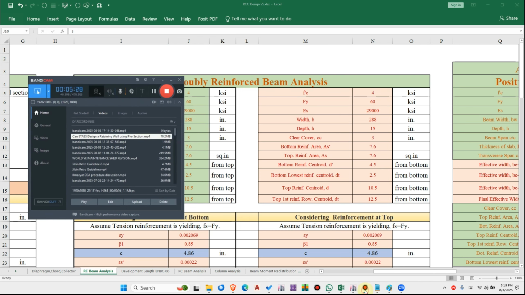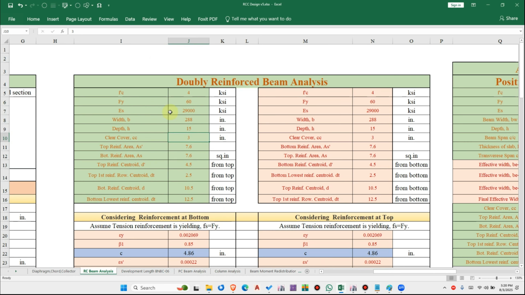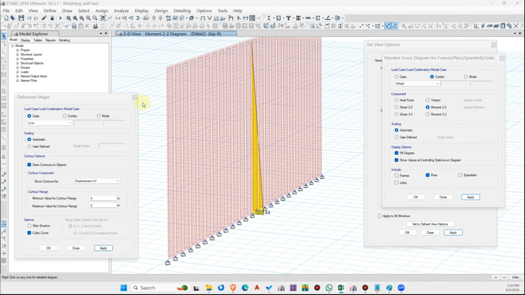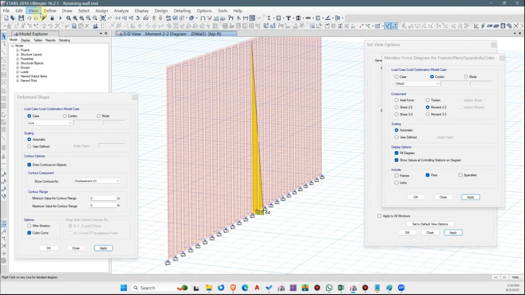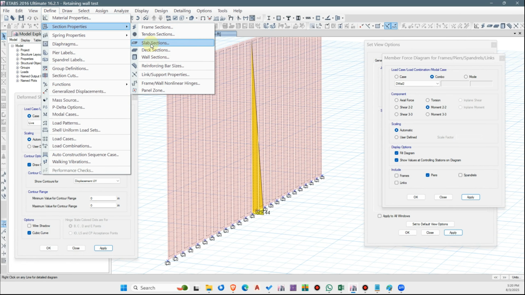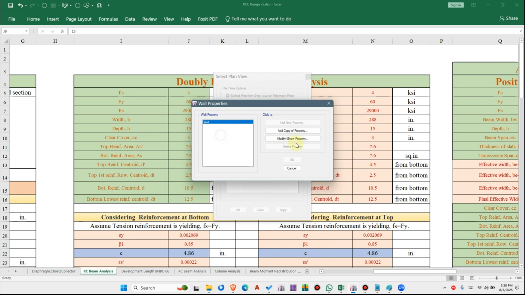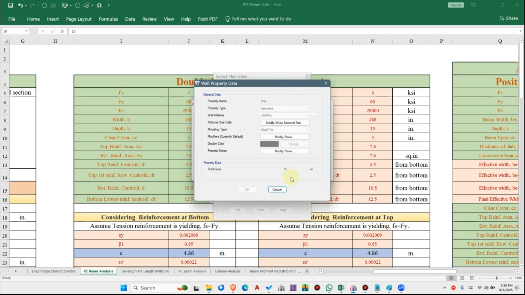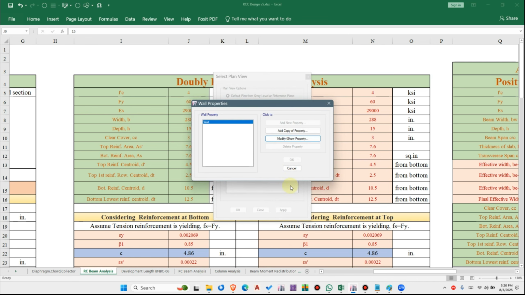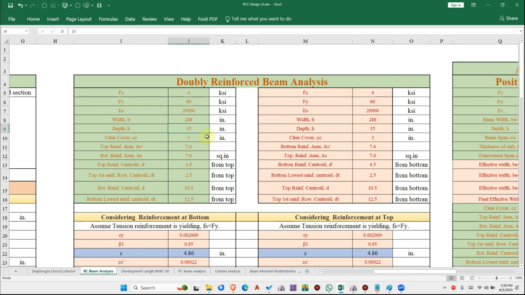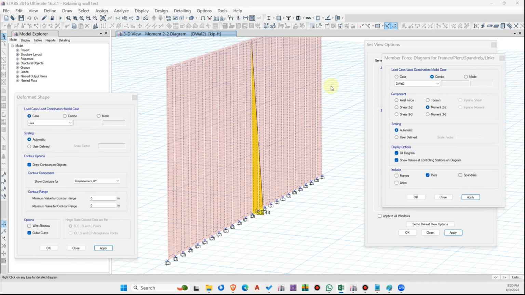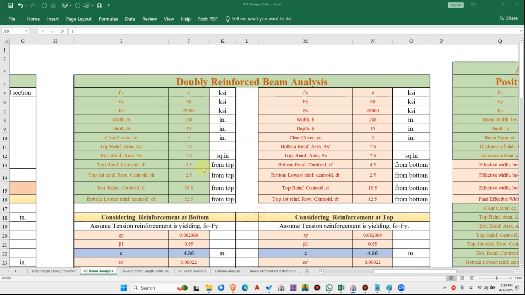15 inches is the thickness. Okay, then the width is inserted. The depth or thickness of the wall is 15 inches, which you can see here. I have defined the wall as 15 inches thick with 4000 psi concrete. So let us put here 15. Clear cover, as I had showed you for the wall fire, it was 1.5 inches. Let us put here 1.5 inches.